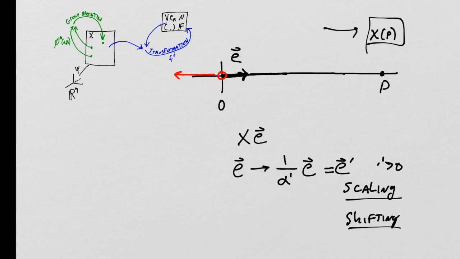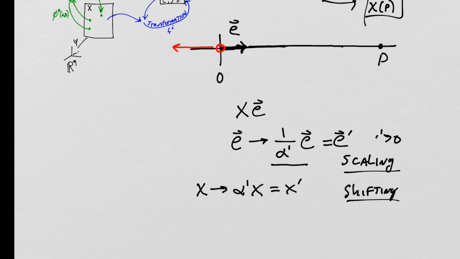Well, if I scale the unit vector by 1 over alpha 1, then x will go to alpha 1 times x, and that's going to equal x prime, right? And if I shift the coordinates this way, then x is going to go to x plus the amount that I shifted, which we'll call alpha 2, right? And that's going to equal x prime. So this is for a shift, and this is for scaling.